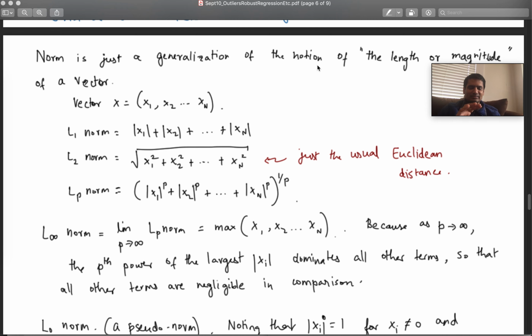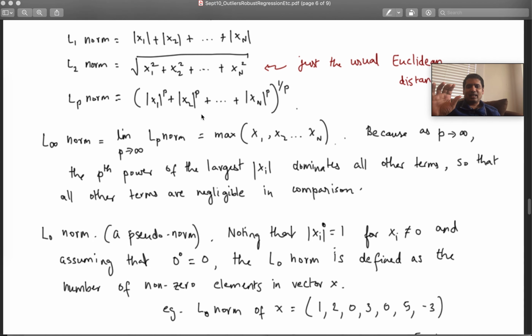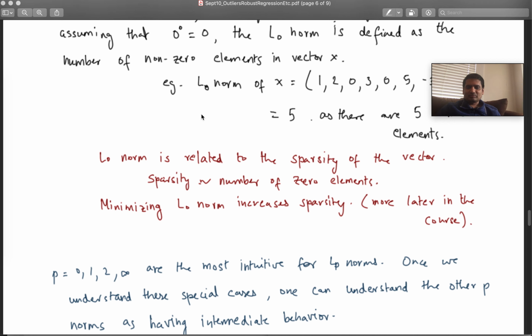And like I said, just to recap, it's a generalization of length or magnitude, and in machine learning, very often we want to minimize these quantities. And it's good to know this language because if you're reading a textbook on machine learning, they might use this language.